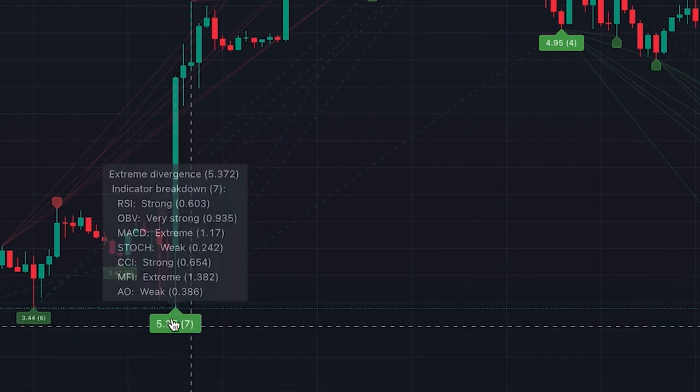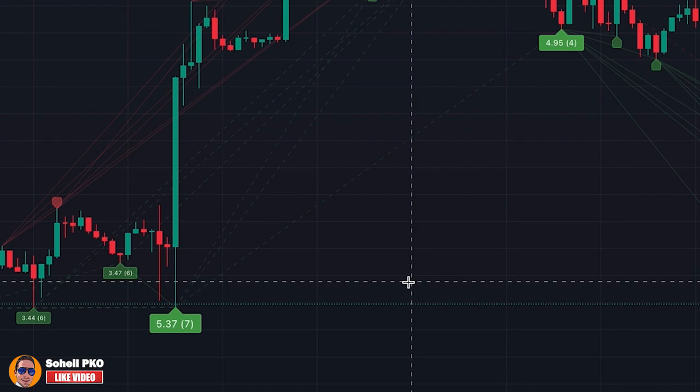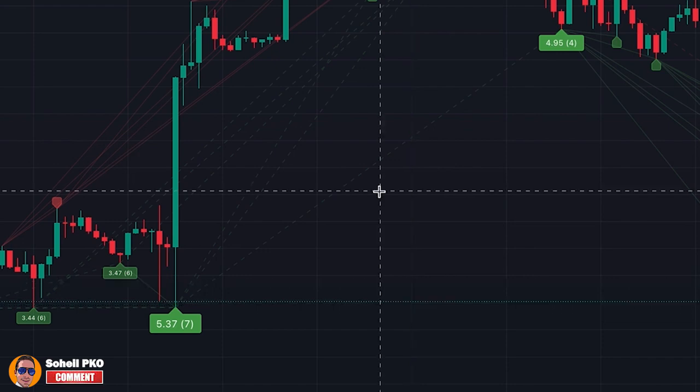If we hover on the labels, it shows a list of what indicators are showing divergence and the individual divergence strength value. For example, here you can see that RSI, OBV, MACD, stochastic, CCI, MFI, and awesome oscillator are showing divergence, and in front of each of them the strength of the divergence is also shown. The total divergence strength is the sum of the strength of individual indicators that are showing divergence, and the strength is calculated based on the magnitude of the price change and also the magnitude of the indicator change when divergence is happening.